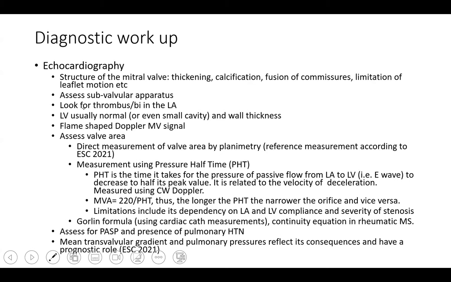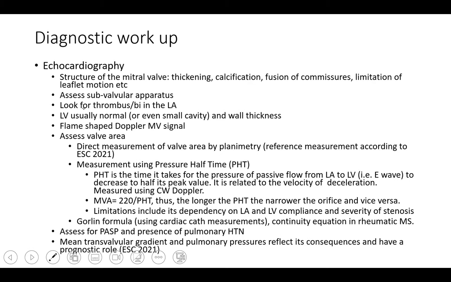Now, one of the main functions of echo is to help us assess the mitral valve area, which we can do by direct measurement of the valve by planimetry. And according to the ESC 2021 guideline, this is the reference measurement, but the transvalvular gradient and pressure half time can give additional information about the consequences of this MS and have a prognostic role. We could also measure by pressure half time, noting that it has its limitations because the accuracy varies with the severity of the MS. Then the LA and LV compliance also influence the measurement of mitral valve area using pressure half time.